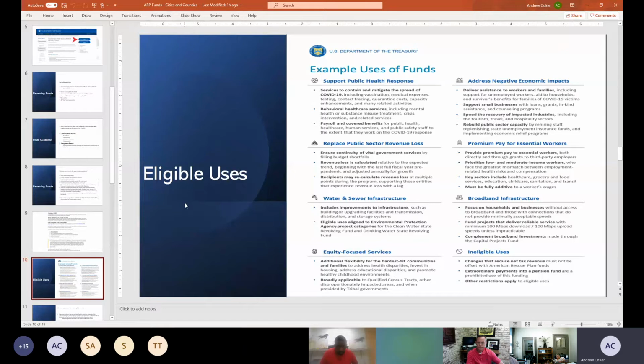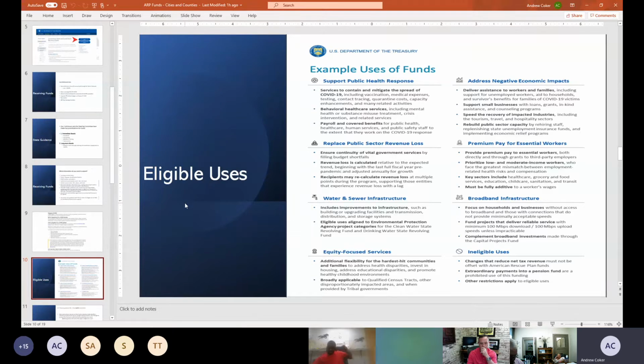So supporting public health response, that's pretty straightforward: containing and mitigating the spread of COVID-19. We've talked about vaccinations, contact tracing, a lot of those things. That's mainly what we think is going to go towards. You can also use it for behavioral health care services like listed there, as well as payroll and covered benefits for public health workers, healthcare, human services, and public safety staff, to the extent that they've responded to the COVID-19 pandemic.